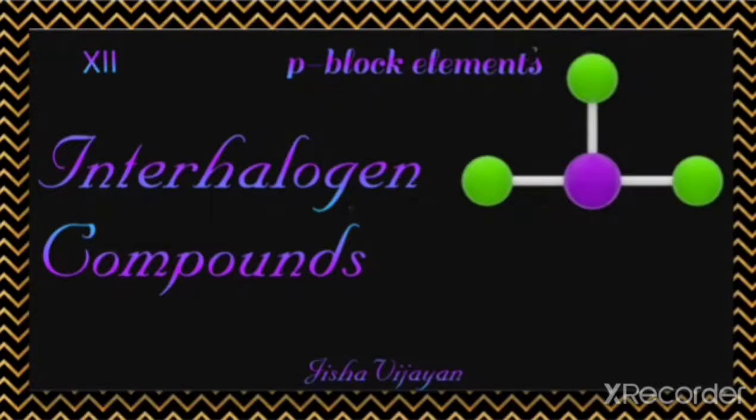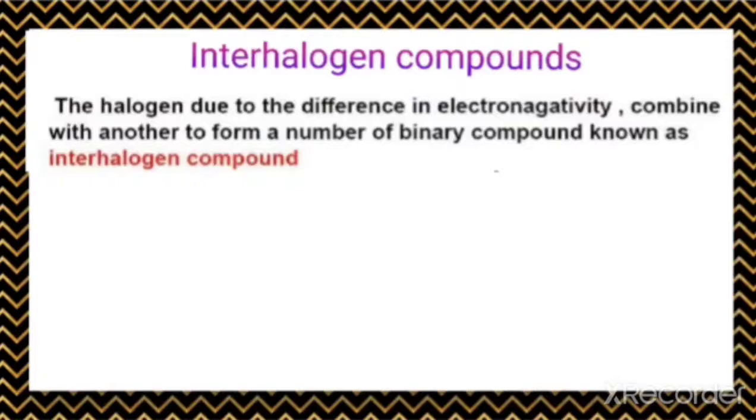Hello students, let us discuss interhalogen compounds, that is the compounds between the halogens. Let us first define it. Halogens, due to the difference in electronegativity, combine with one another to form a number of binary compounds known as interhalogen compounds. That is a compound between two different halogens. In simple words, it is a compound between the two different halogens.